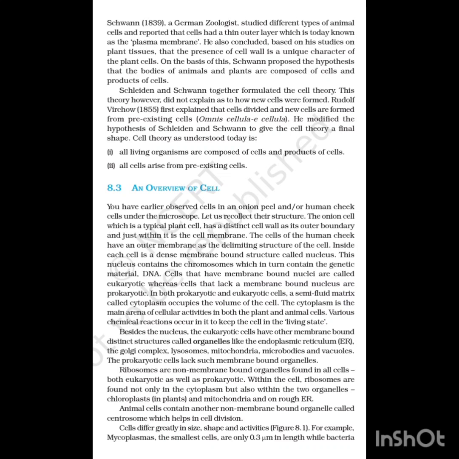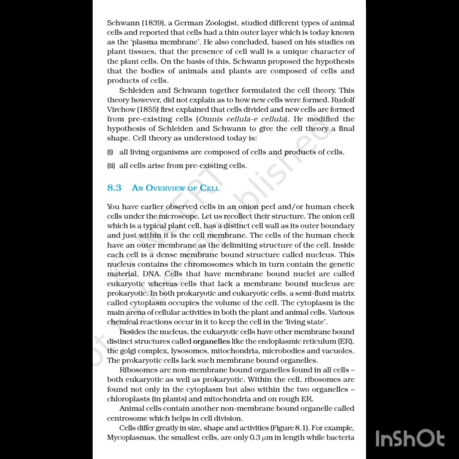An overview of the cell. You have earlier observed cells in an onion peel and in the human cheek under the microscope. Let us recollect their structure. The onion cell, which is a typical plant cell, has a distinct cell wall as its outer boundary, and just within it is the cell membrane. The cells of the human cheek have an outer membrane as the delimiting structure of the cell.